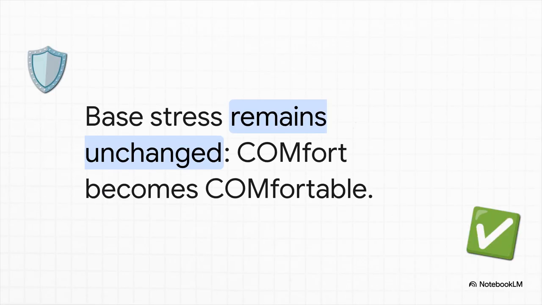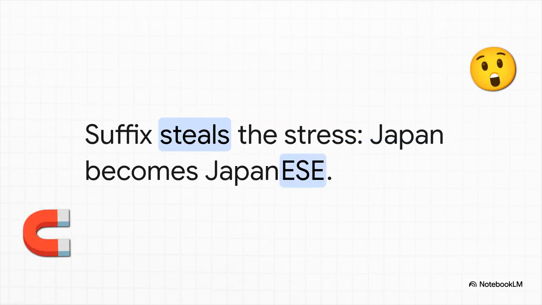First up, the stress neutral suffixes. As you could probably guess from the name, they do absolutely nothing to the stress of the base word. For example, take the word comfort. The main stress is right there on the first syllable. When we add the suffix, it's still comfortable. The stress just stays exactly where it was, completely unbothered by that neutral suffix. Next, we have stress-attracting suffixes.